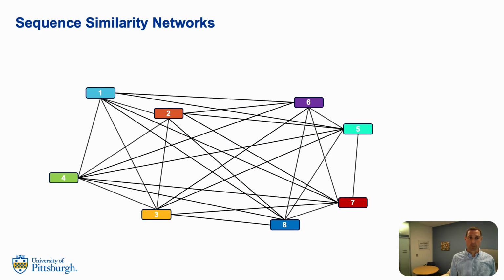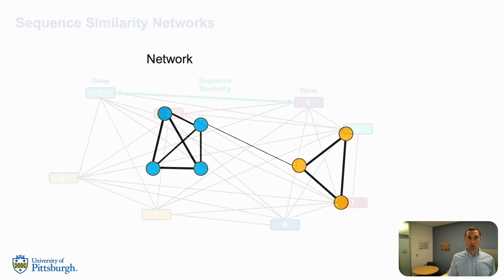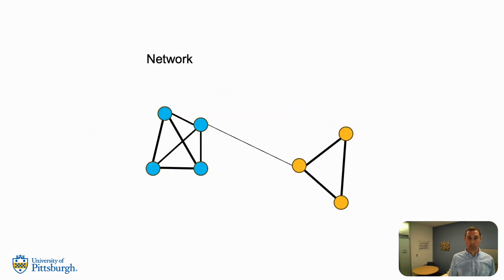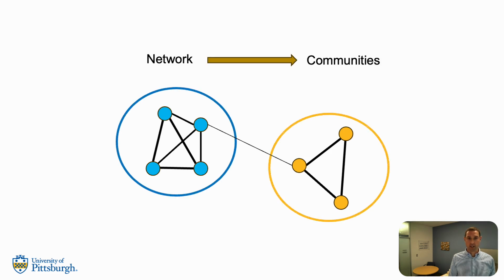When I talk about a sequence similarity network, what I mean is a network composed of genes as its nodes and sequence similarities as its edges. And what we'd like to do with a network like this one is be able to detect communities that are formed by sets of nodes, which are genes, that are closely linked, and disconnect weak edges between communities that are not strong enough to consider those communities part of the same community.